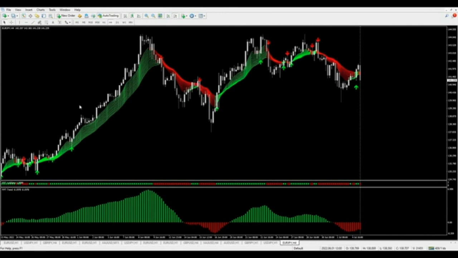Hey there, I have a potential short trade on the Euro Japanese yen. This is the 4 hour time frame. The array is moving down. It's red and has a nice separation to it. Now, during this time, the validator dots are also red and the trend indicator is red as well.